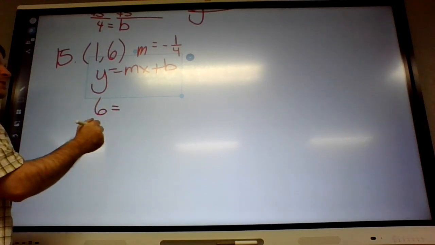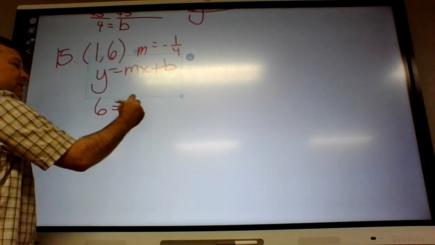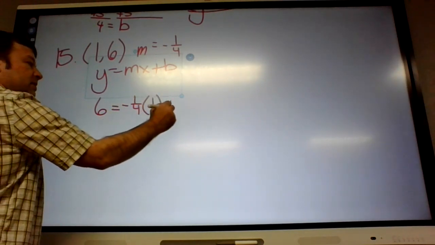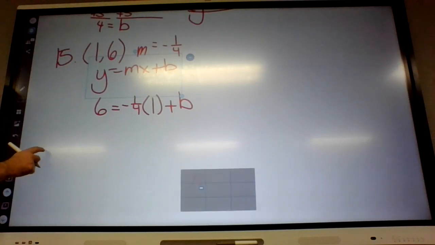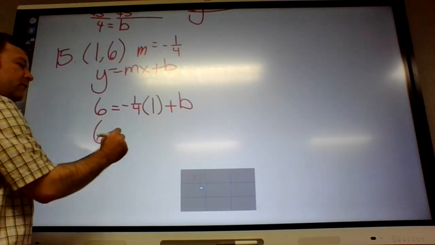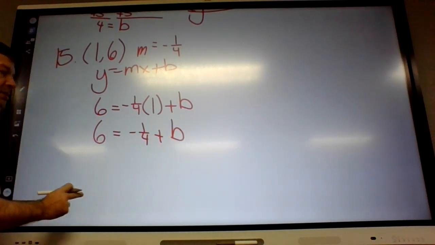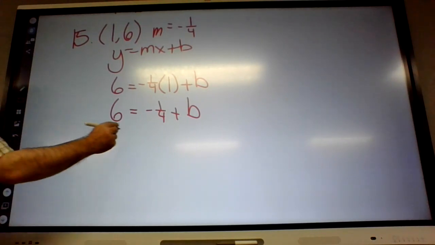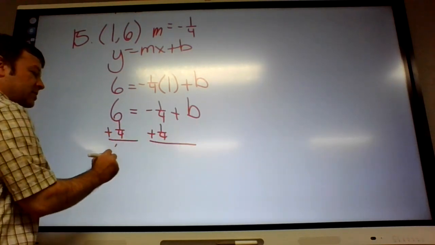What goes for the m? Negative 1/4. The slope, yeah, they just told us the m. And what goes for the x? 1. And then, I don't know b yet. Okay, 1 times -1/4 is -1/4. How do I solve that for b? Plus 1/4. What is 6 plus 1/4? 6 1/4.